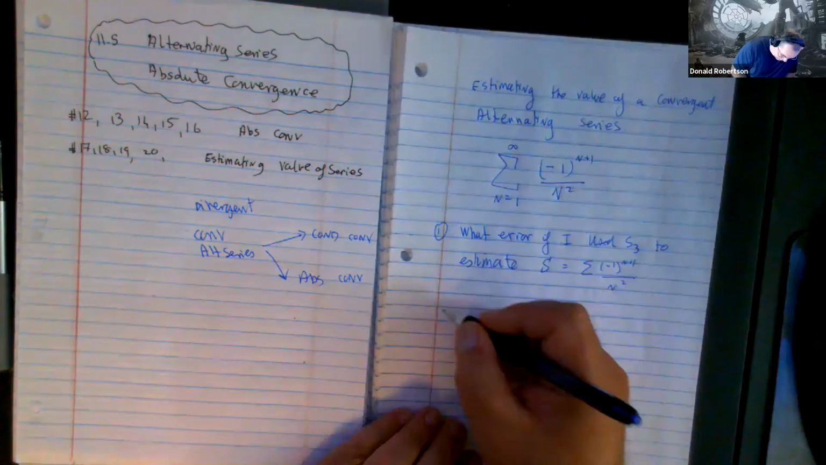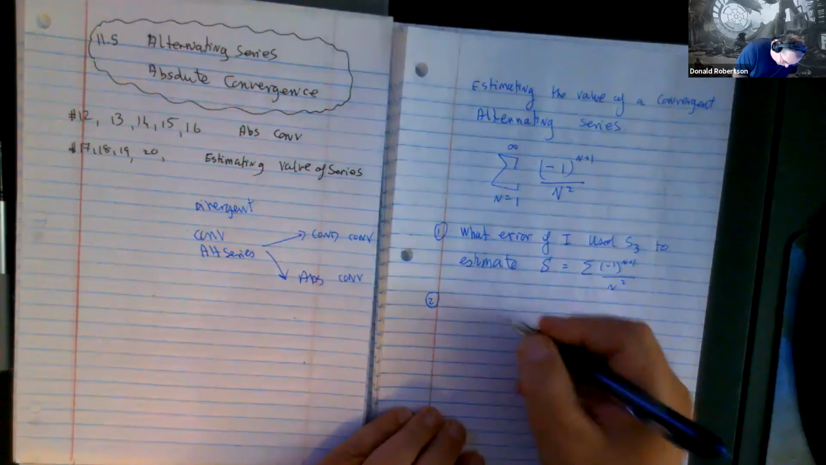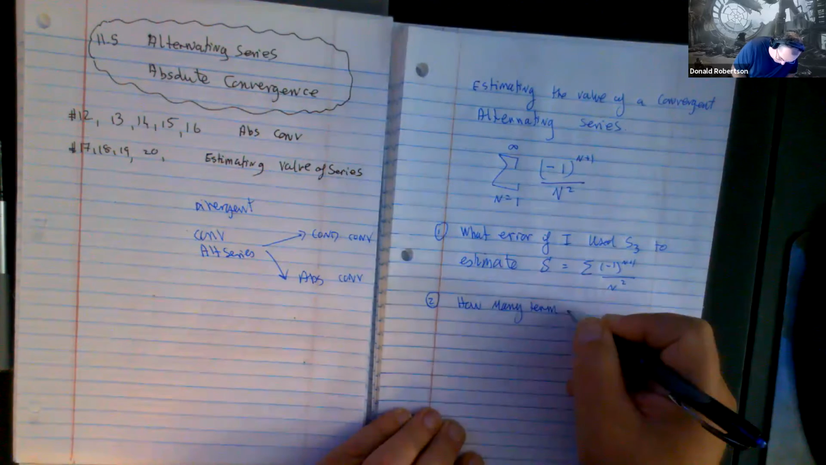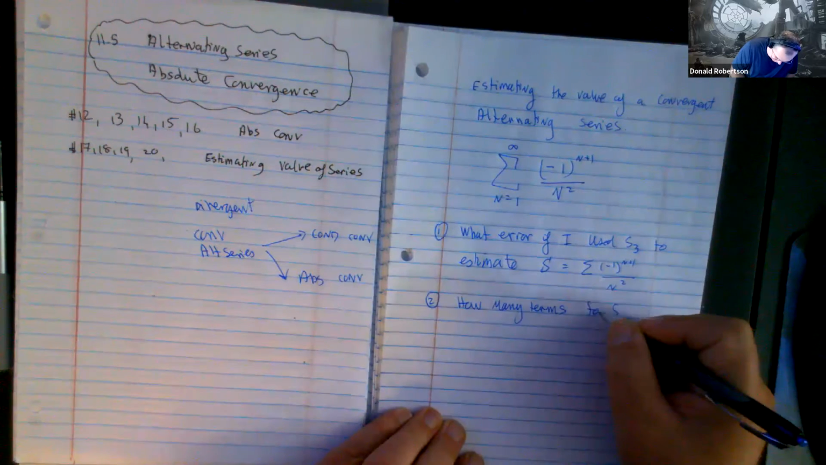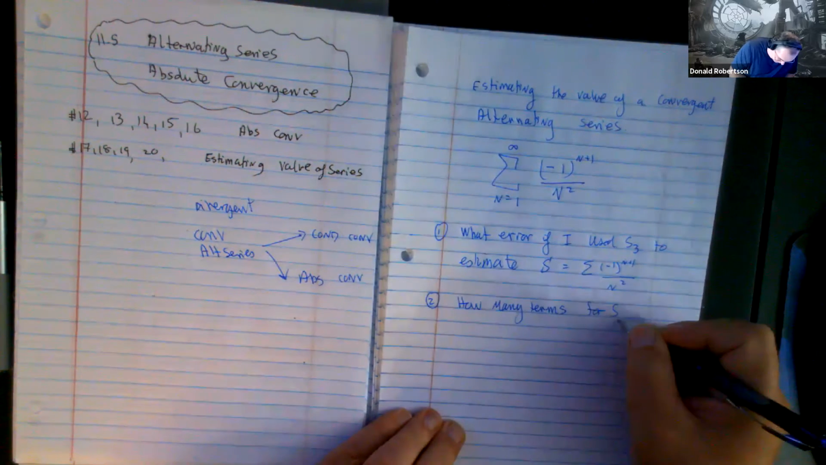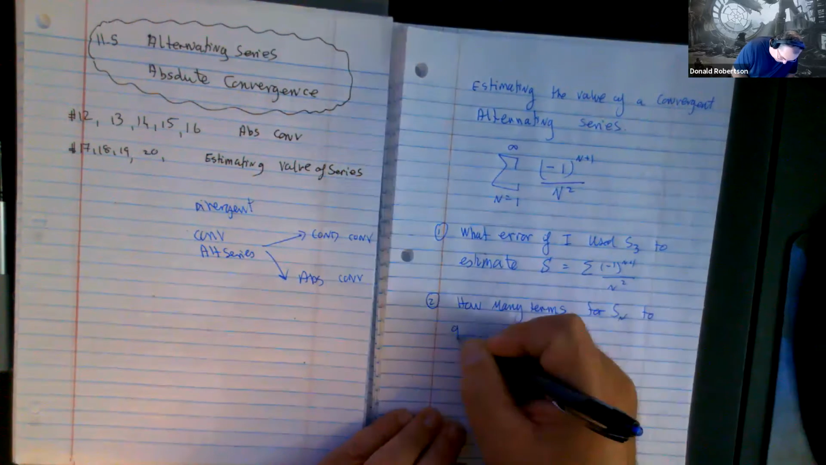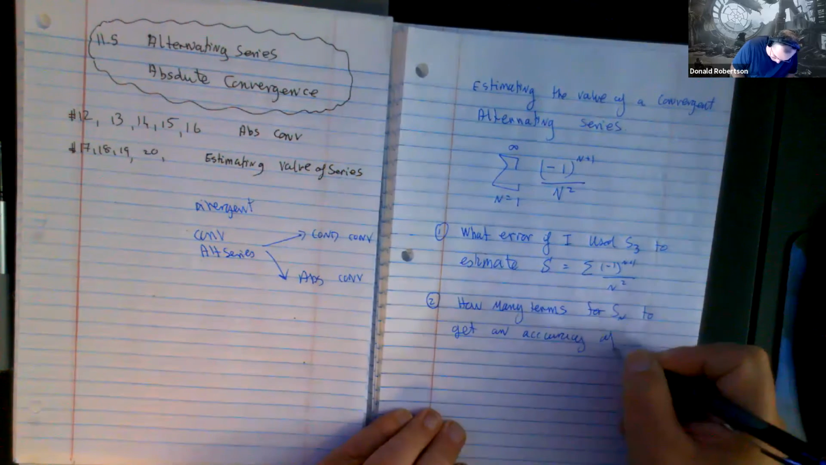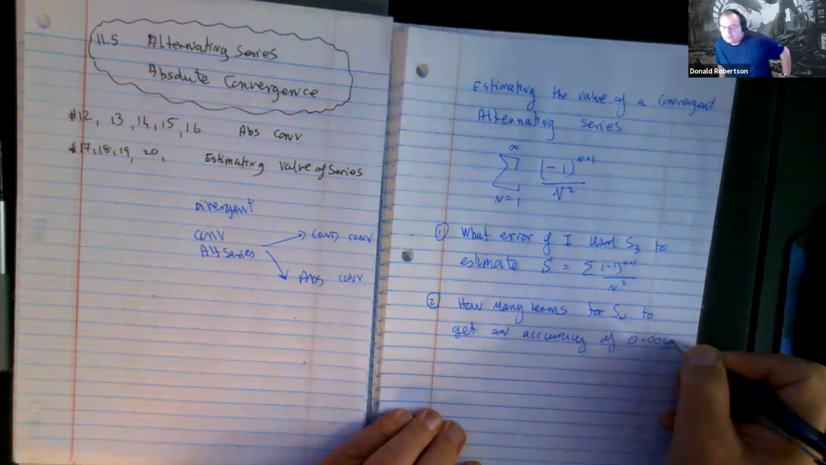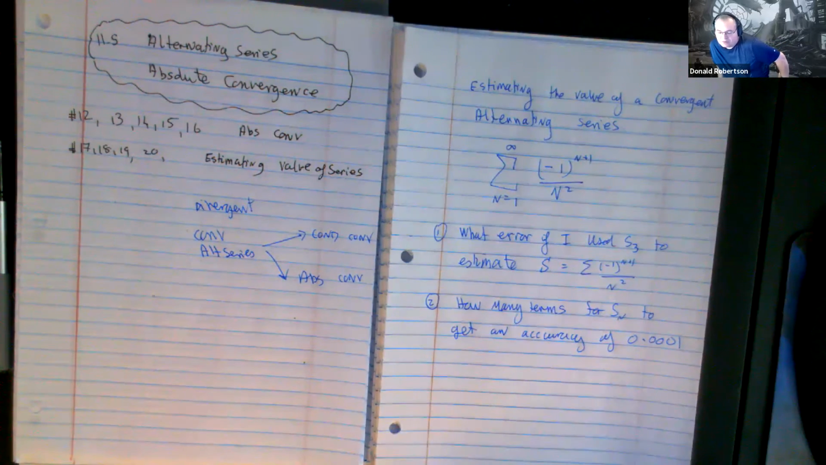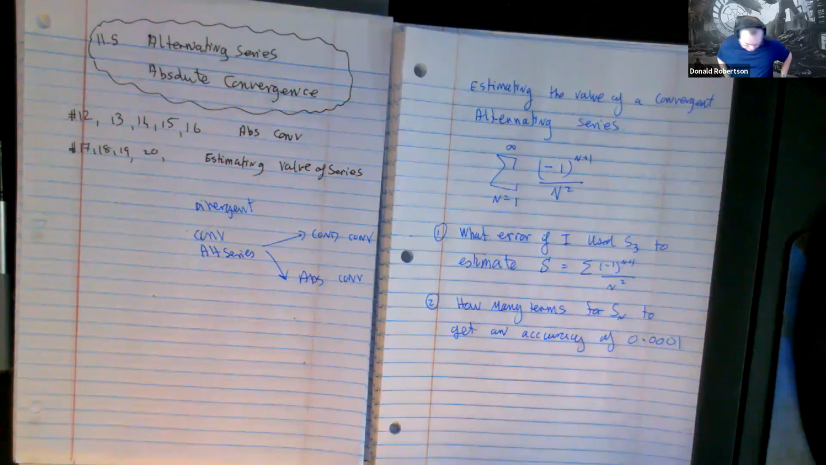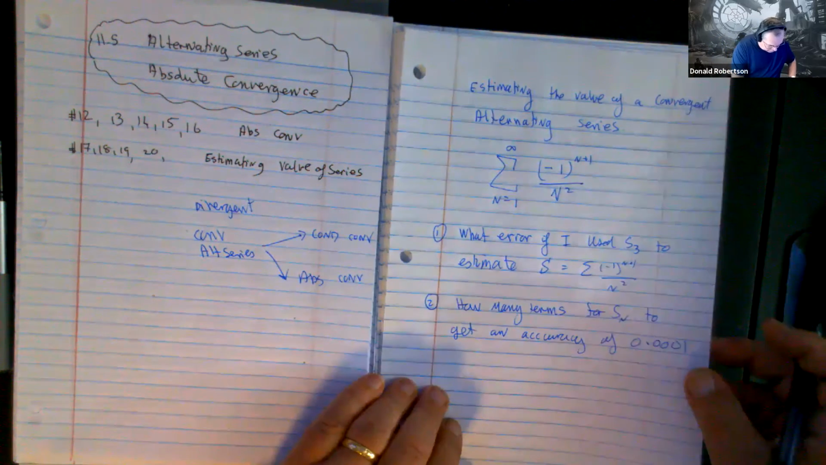And question 2 is, how many terms for, say, Sn to get an accuracy of 0.0001? So in other words, how many terms will I need to add so that the partial sum Sn would be within 0.0001 of the answer? So that's our two kinds of questions that we're going to deal with.